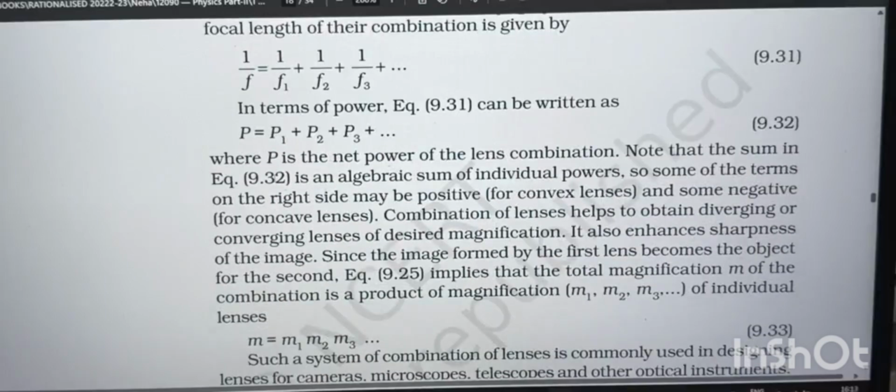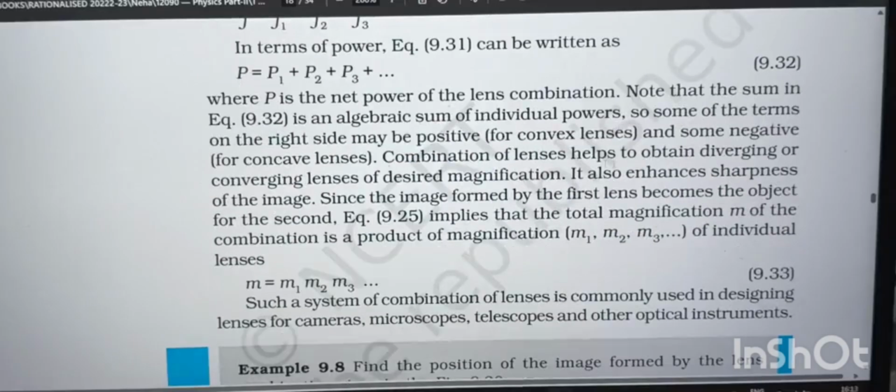Now for power, one thing again you have to keep in mind is that it may be positive or it may be negative. For convex it is positive, for concave it is negative. So keep that in mind and then add. Signs are important. Just because plus is written, don't leave out the signs of the convex and concave lens. So in that way you will be able to get the total power.